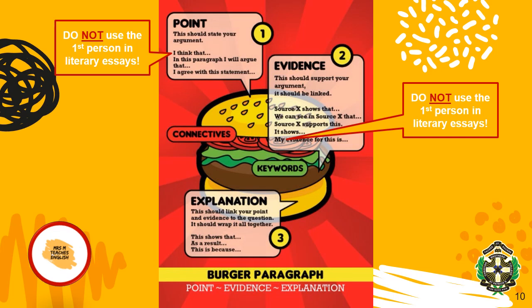PEE is the acronym for point, evidence, and explain. You start your paragraph with a point, your statement. You then provide evidence from your text, usually in the form of a quotation, which is embedded into your writing, and then you explain how that piece of evidence, that quote, proves your point.